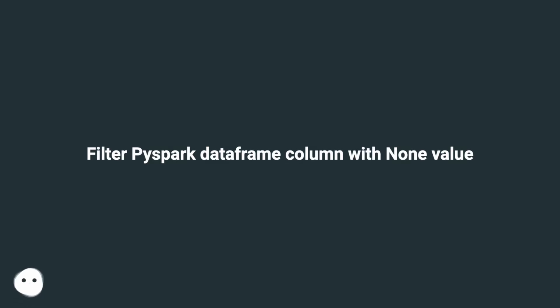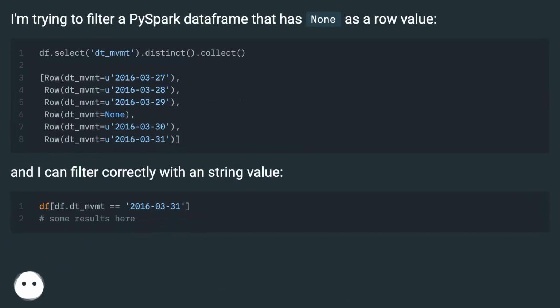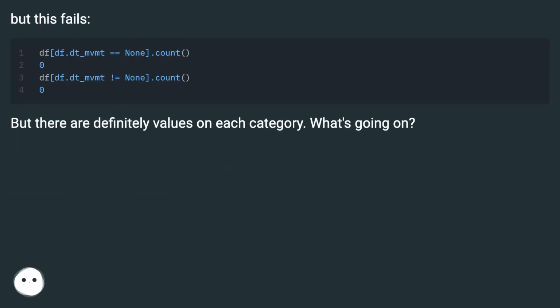Filter PySpark dataframe column with None value. I'm trying to filter a PySpark dataframe that has None as a row value. And I can filter correctly with a string value, but this fails. But there are definitely values in each category. What's going on?